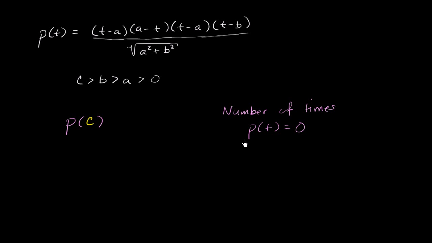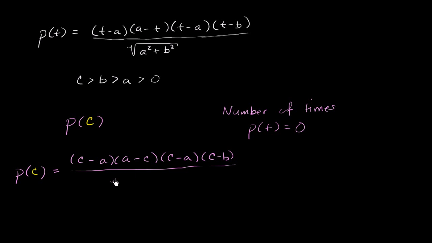So I'm assuming you've given it a go at it. So let's think about each of them. So let's think about what p of c is. So p of c is going to be equal to, I don't want to arbitrarily switch colors, which I sometimes do, p of c is going to be equal to c minus a times a minus c times c minus a times c minus b, all of that over the square root of a squared plus b squared.